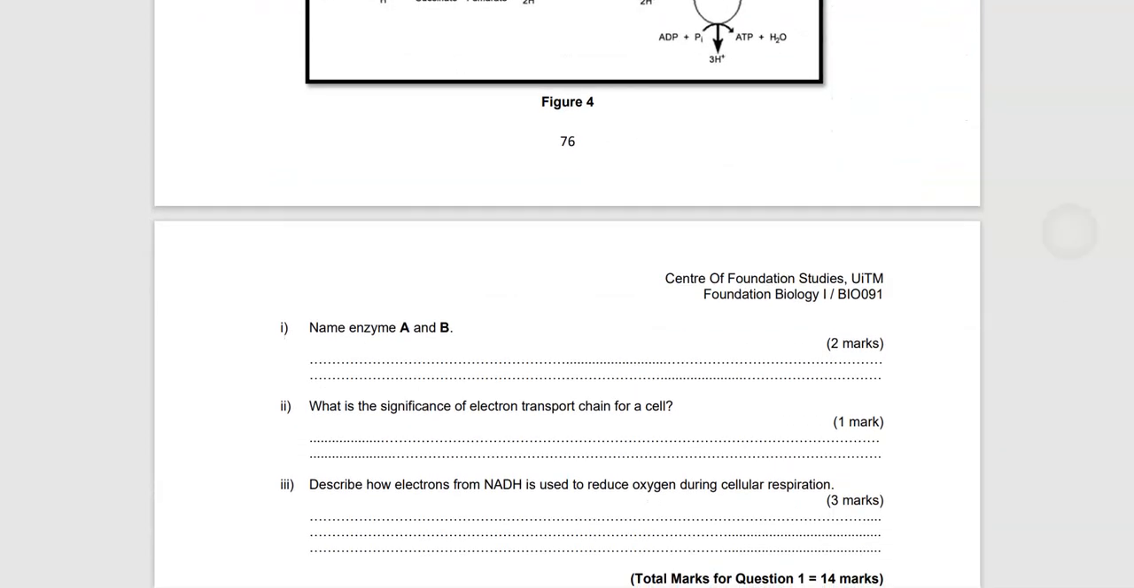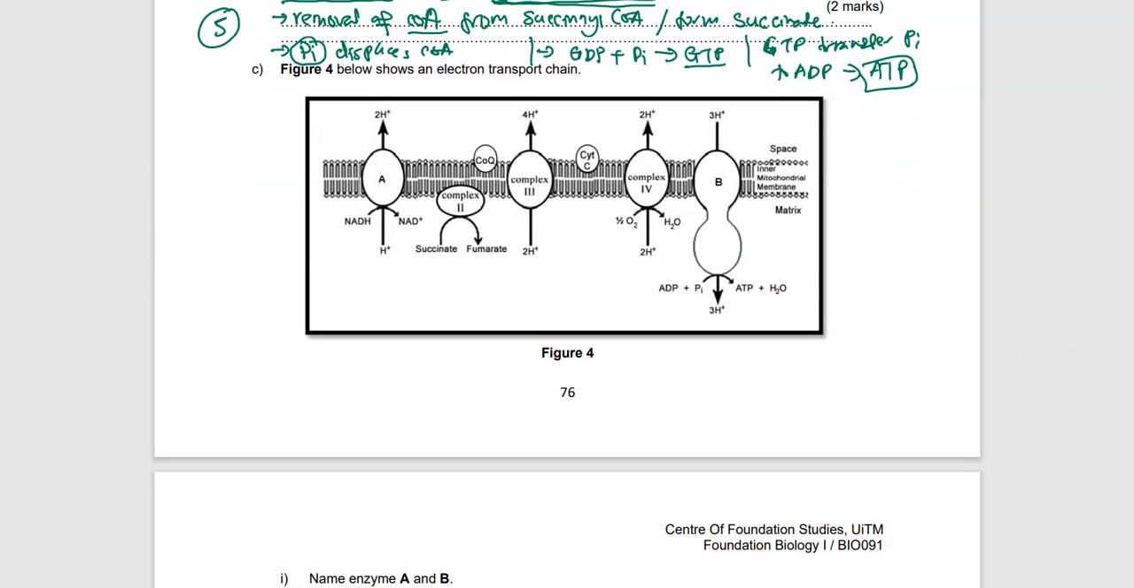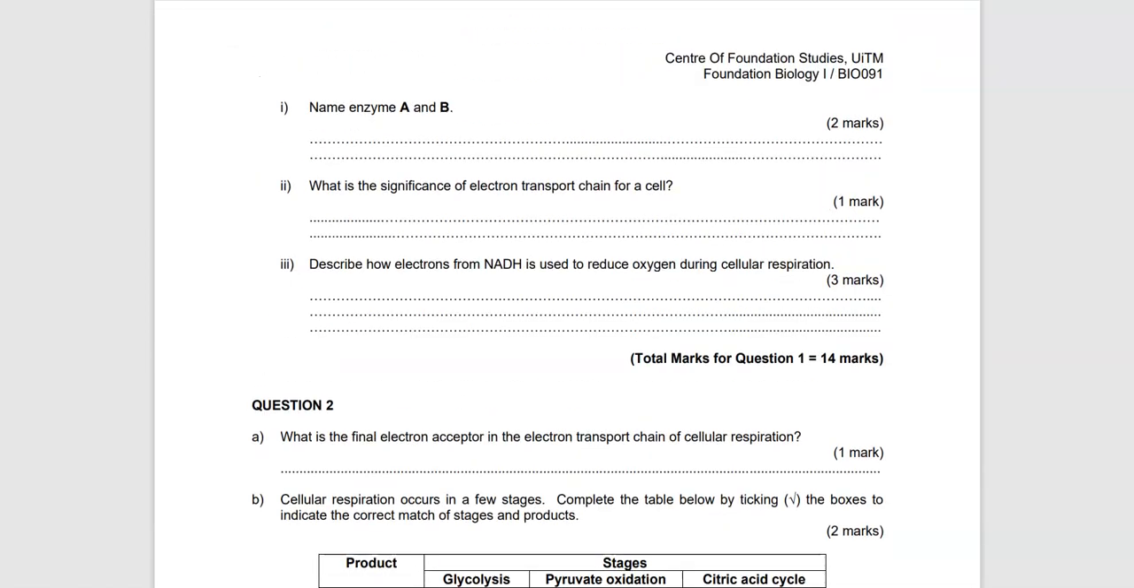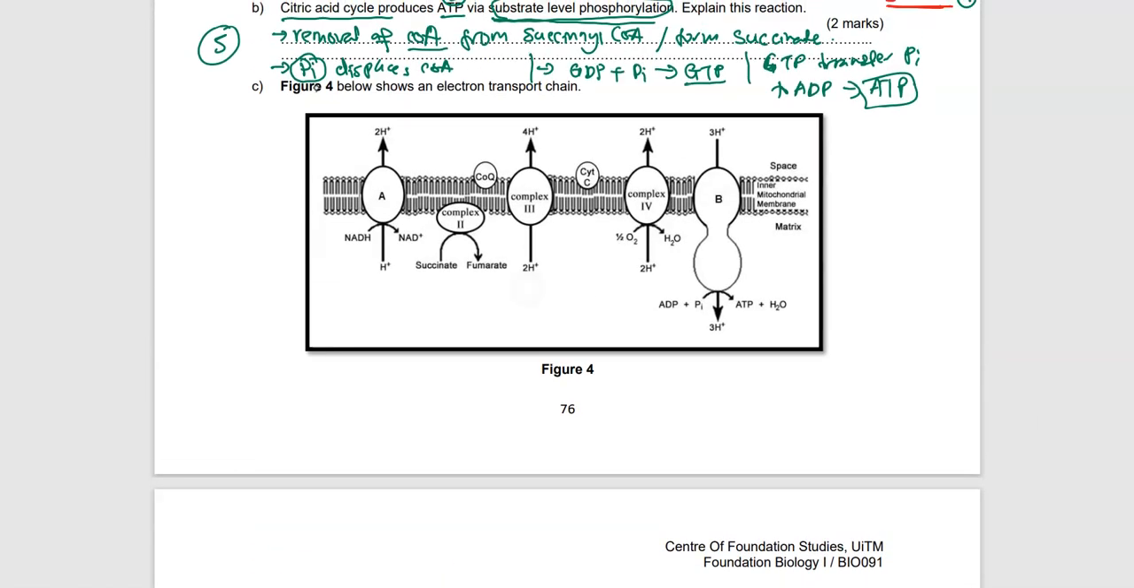So next question. Question C, figure 4 shows an electron transport chain. Here you have complex 1, complex 2, complex 3, complex 4, and B. A also functions as an enzyme. As you can see from this diagram here, it oxidizes NADH.